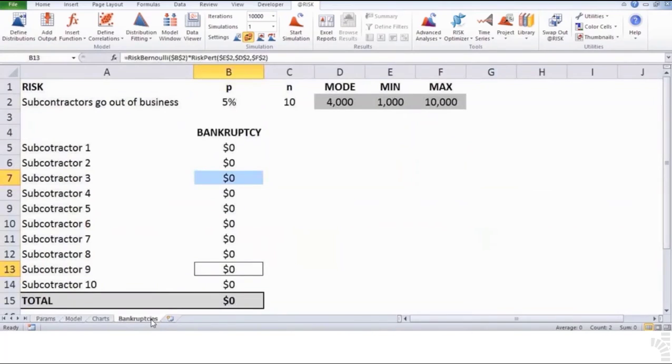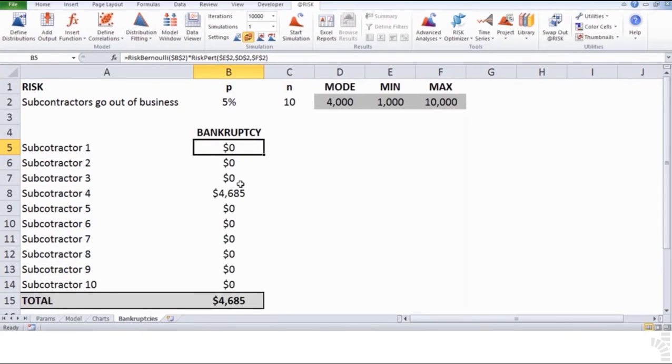If you think it over, you could also structure this problem in the same way we did it for the previous case. Define 10 lines, one for each one of the 10 subcontractors, and multiply the probability of 5% with a Bernoulli distribution times the individual severity of each one of them going out of business, which has been defined with a PERT distribution with the most likely value of $4,000, a minimum of $1,000, and a maximum of $10,000.